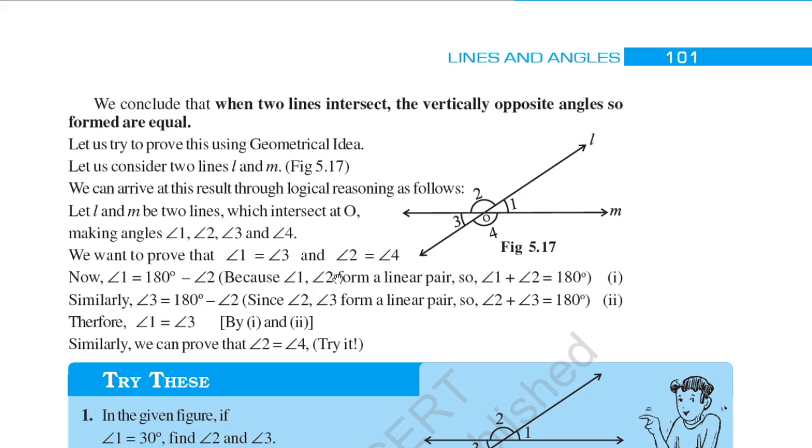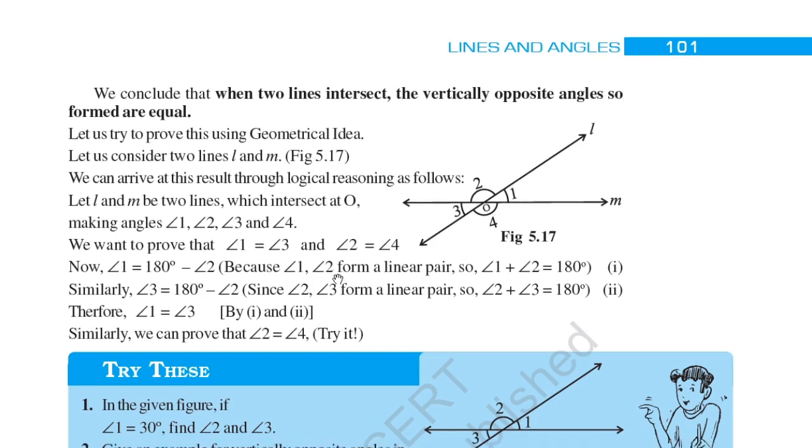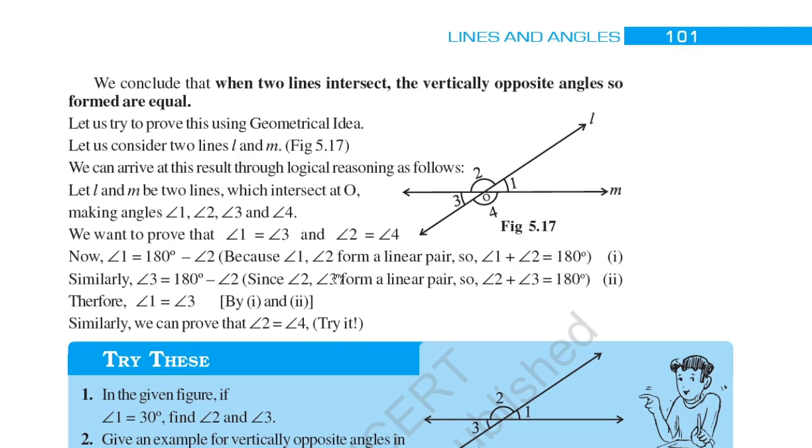Let us try to prove this using geometrical ideas. Let us consider two lines L and M as in figure 5.17. So you can see two lines intersecting each other at point O. So let L and M be two lines which intersect at O, making angle 1, 2, 3, 4. We want to prove angle 1 is equal to angle 3 and angle 2 is equal to angle 4. Now angle 1 is equal to 180 degree minus angle 2. So you can see angle 1 is 180 degree minus angle 2. This whole is 180 degree and angle 1 is 180 degree minus angle 2.